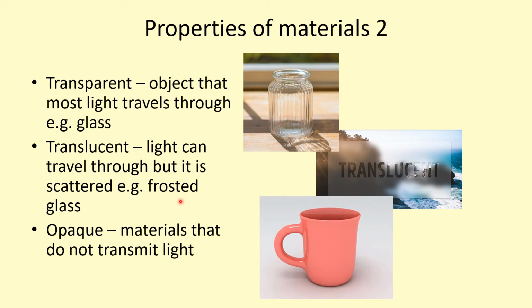Translucent, light can travel through but it's scattered, and our example is frosted glass. So on this photo, you can see on the frosted bit, you can see like the outline of the cliffs and the trees and the water, but it's blurry. That's because the light's been scattered. So you've probably got like a bathroom window that's translucent. And then opaque is anything that doesn't let the light pass through. So coffee cup, a pencil, again your hand, a glue stick. Anything that you can't see through is opaque.